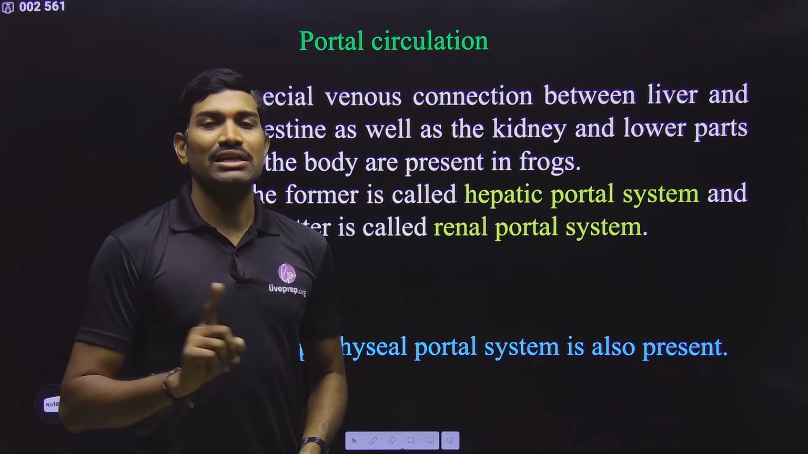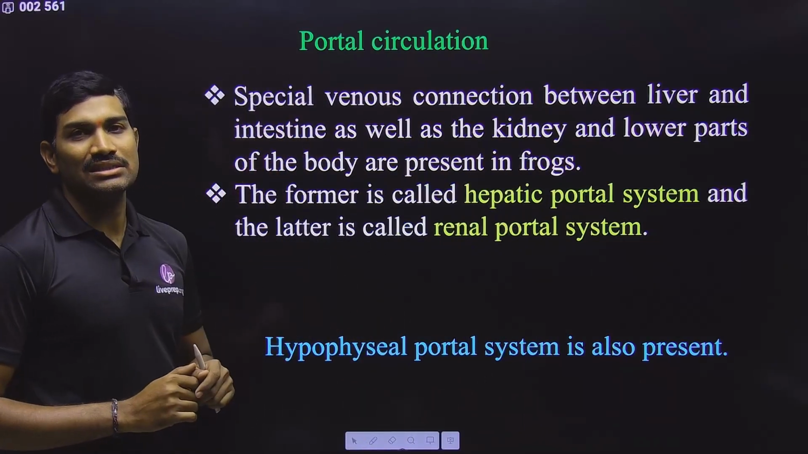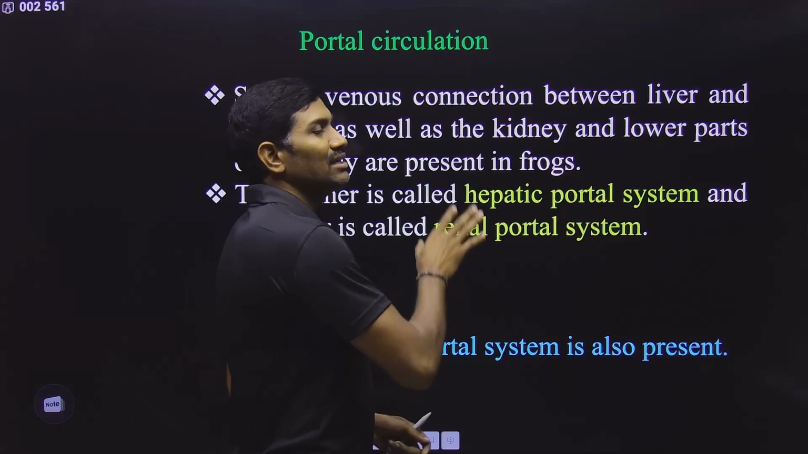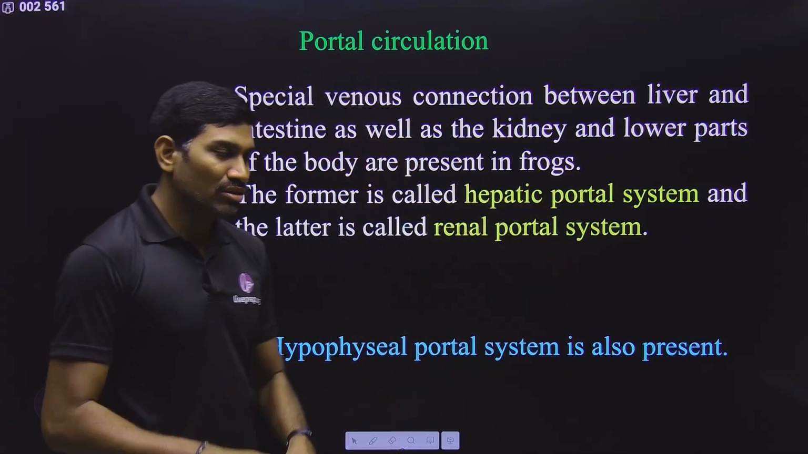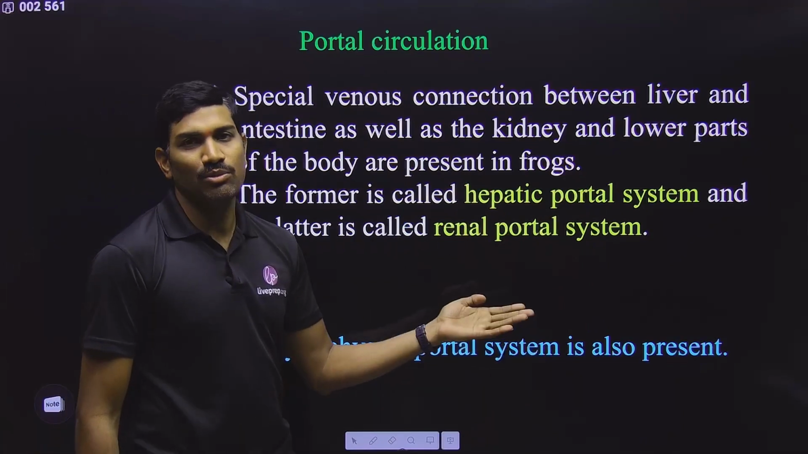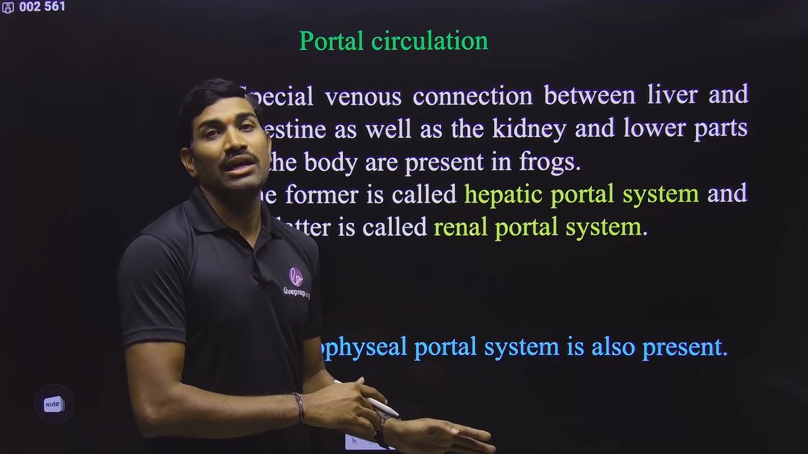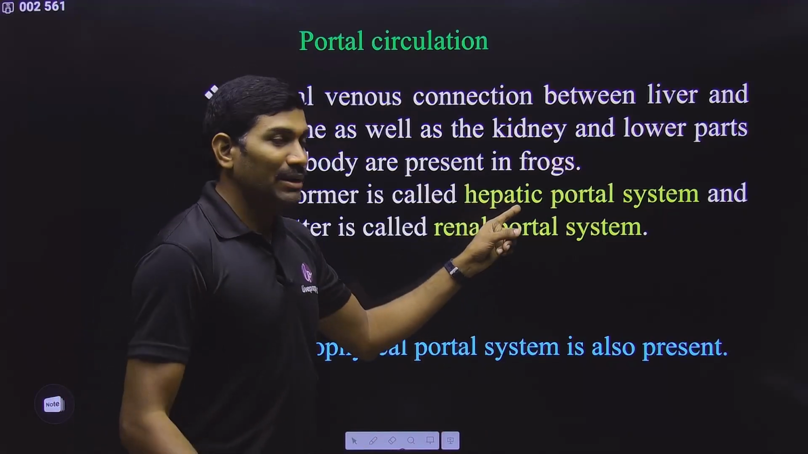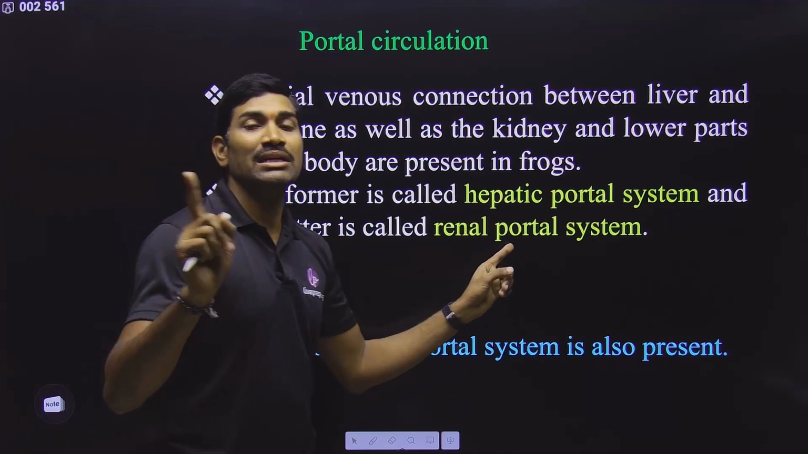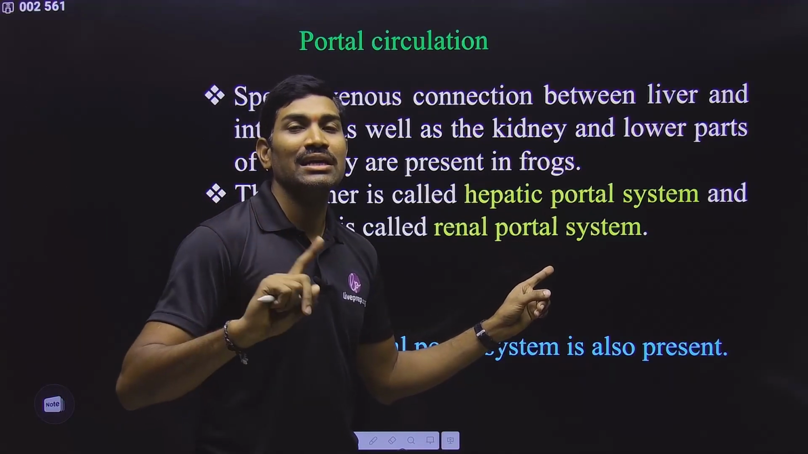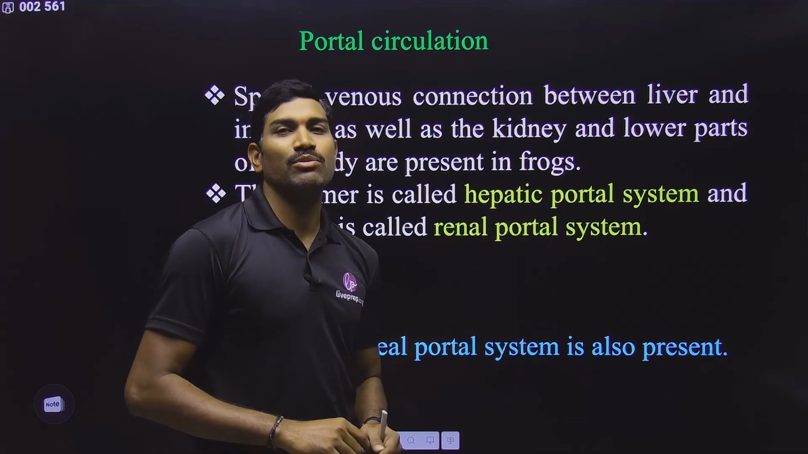Here I don't want to give that explanation once again. Directly I am going with the points. And here, what type of portal circulations are present? In the NCERT they said that frog is having hepatic portal system and a renal portal system. Not only this, it is also having hypophyseal portal system. So all these three portal systems are present in the frog. But in the case of human, hepatic portal system is present, hypophyseal portal system is present. But human does not contain renal portal circulation. Clear?